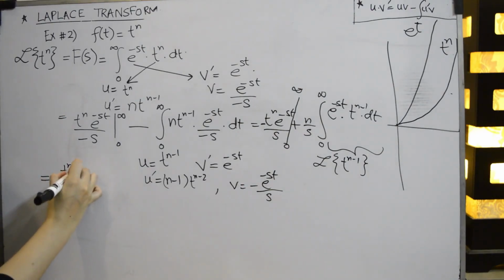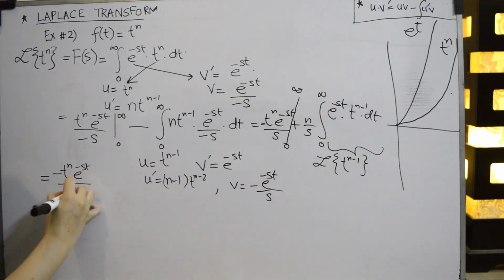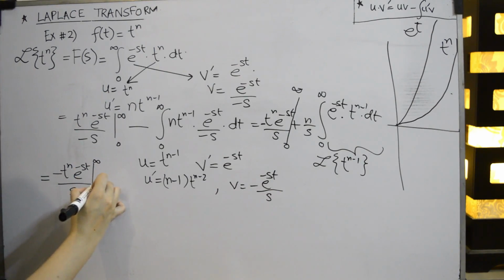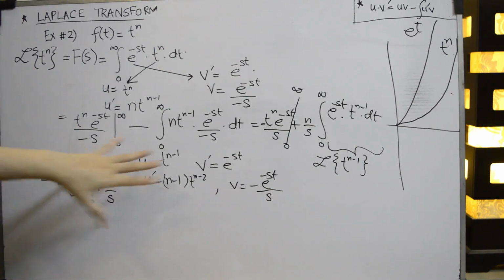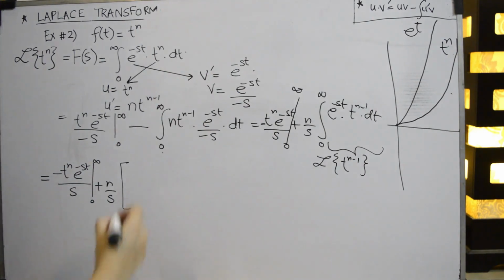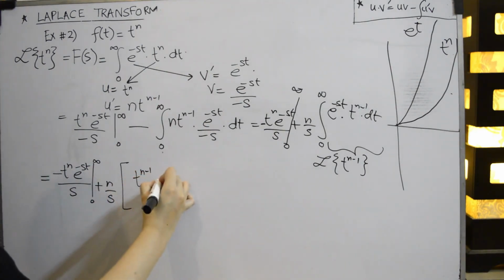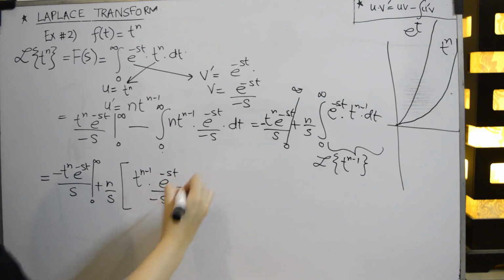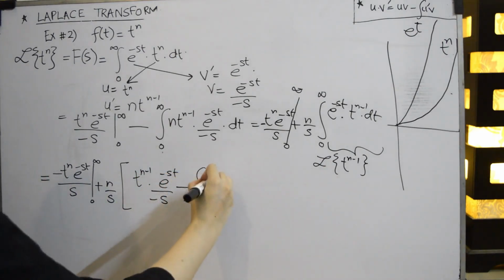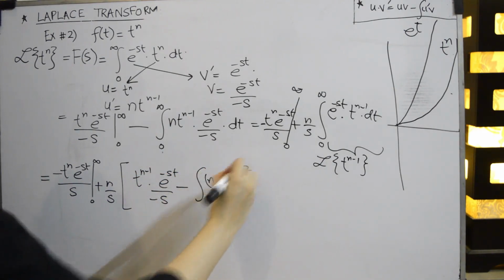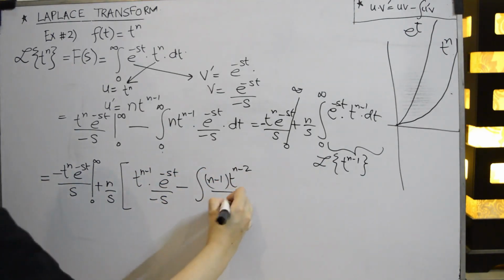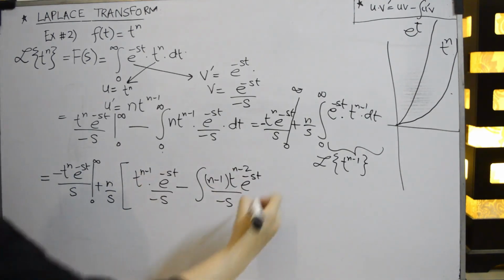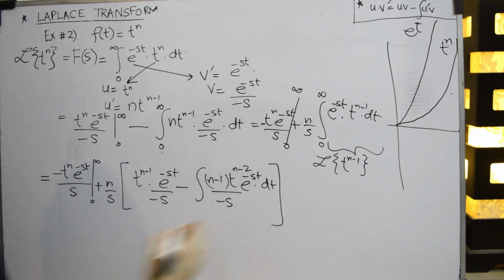So that becomes minus t to the power n e to the power minus st divided by s from 0 to infinity, plus n by s, and I have to multiply this. Here u is t to the power n minus 1, and v is e to the power minus st divided by minus s, minus the integral of n minus 1 t to the power n minus 2 divided by minus s e to the power minus st into dt. And one more thing, you can see that n minus 1 here is again a constant and minus s is also a constant, so that makes it independent of the integral operator.